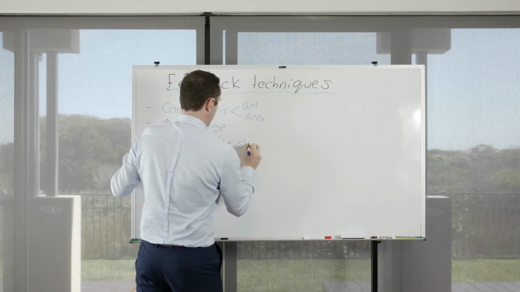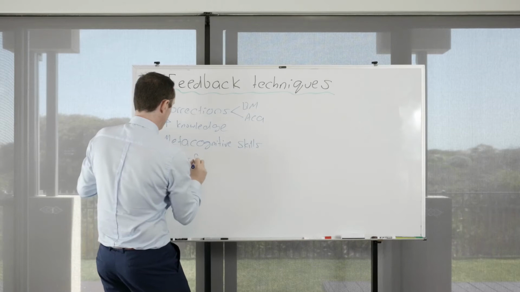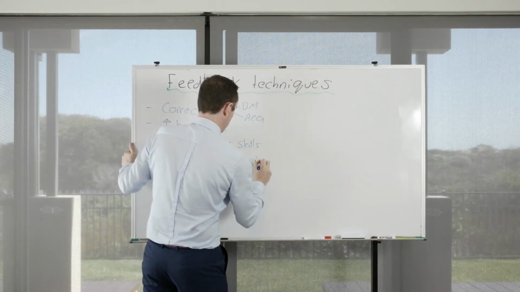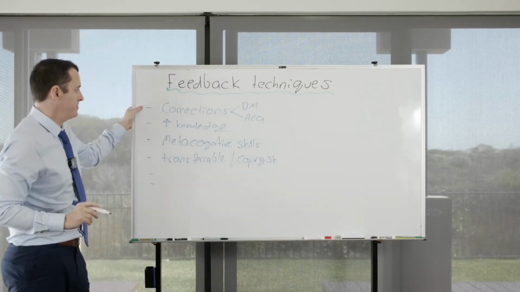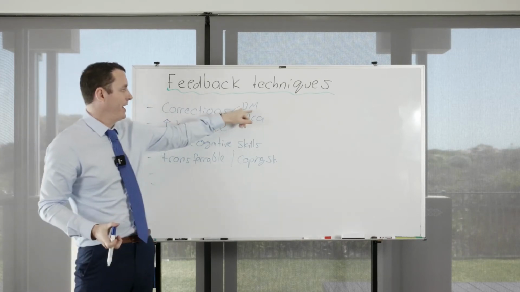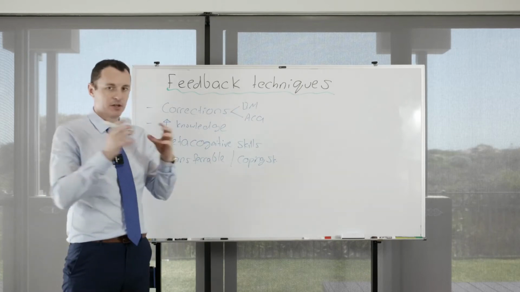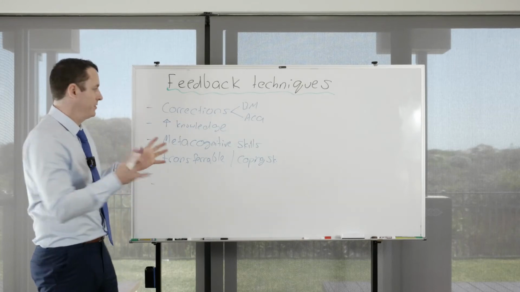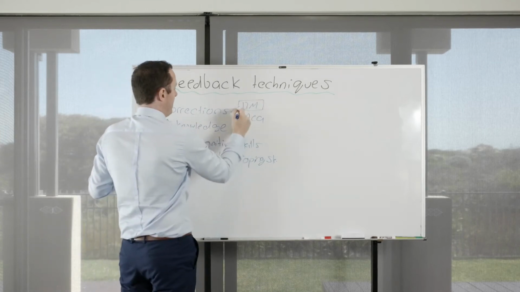Metacognitive skills is another one. And we've got transferable skills and coping skills, and so on. So the first one is for pure corrections. So you're correcting a student from a behaviour management perspective. There are things called pre-corrections, corrections, and error correction. There's a few different types there that I've got some other videos on. So watch those behaviour management videos.